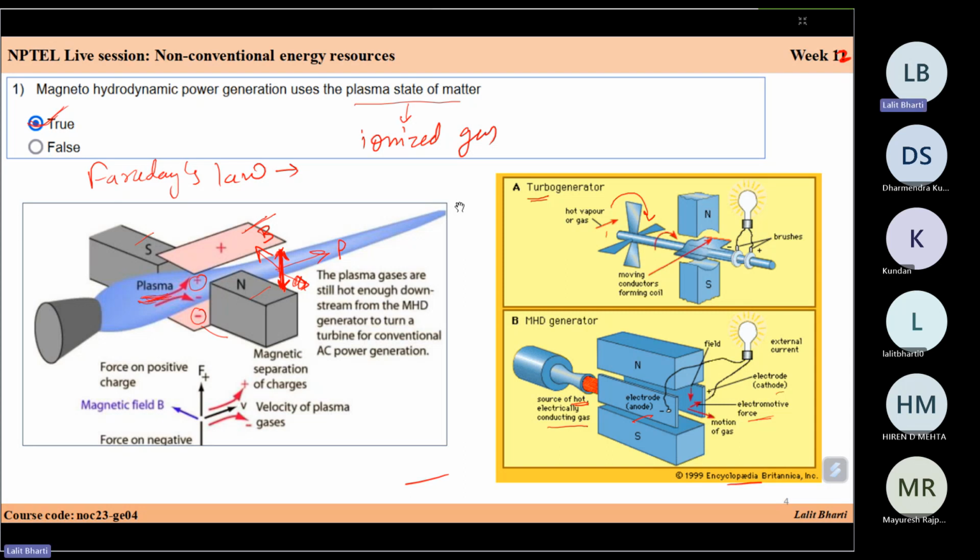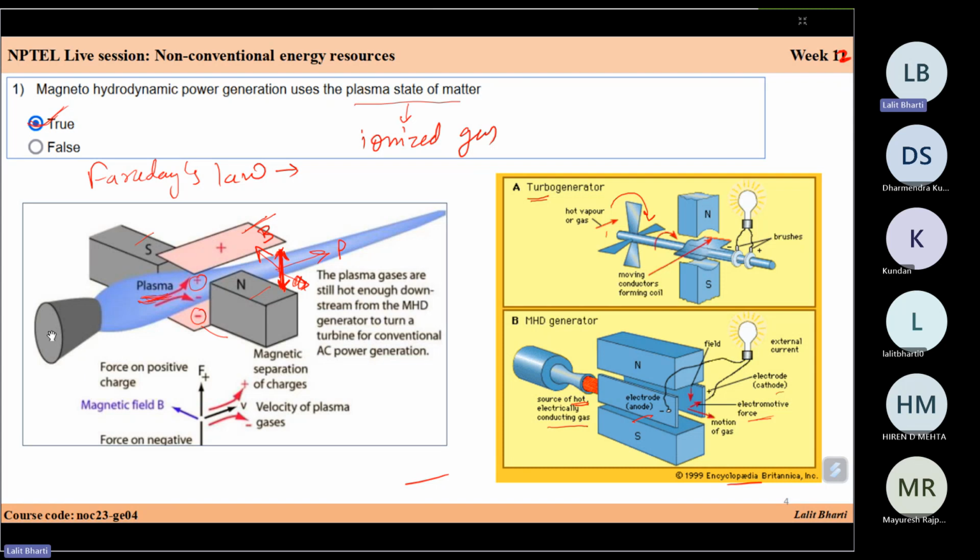We have a question on magnetohydrodynamics. The question says, the magnetohydrodynamic power generation uses the plasma state of matter. We need to see whether it is true or false. For that, let us discuss the mechanism of magnetohydrodynamics. Basically, we have magnets with two poles: this is the north pole, this is the south pole.